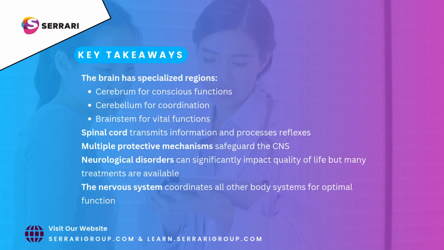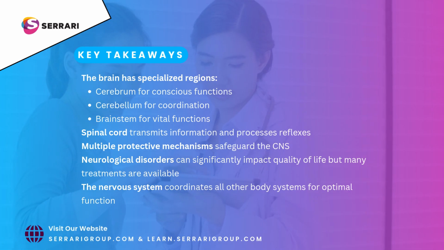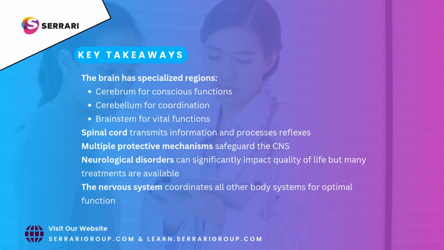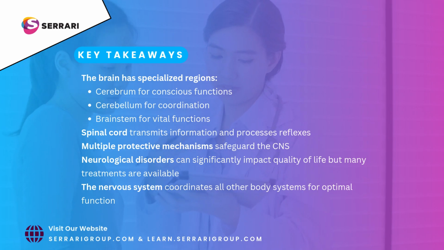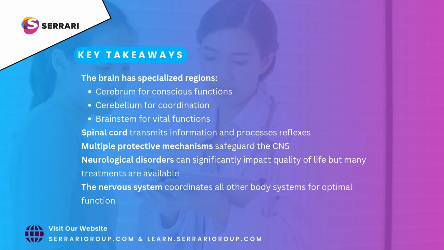The brain has specialized regions. Cerebrum for conscious functions. Cerebellum for coordination. Brainstem for vital functions. The spinal cord transmits information and processes reflexes. Multiple protective mechanisms safeguard the CNS.